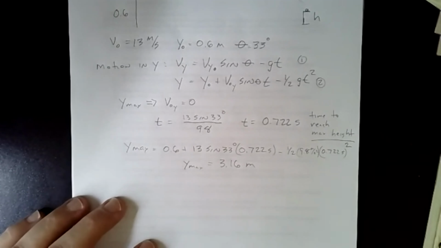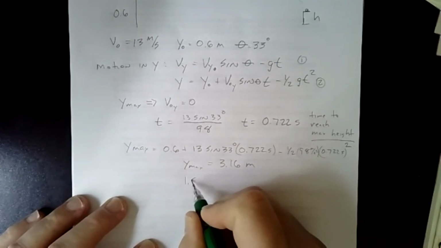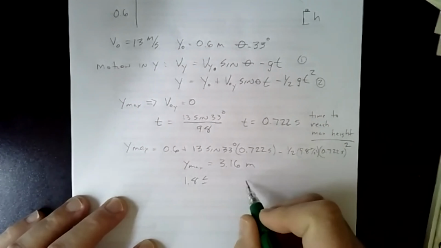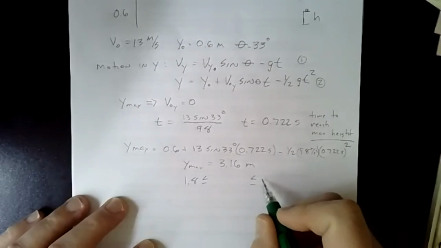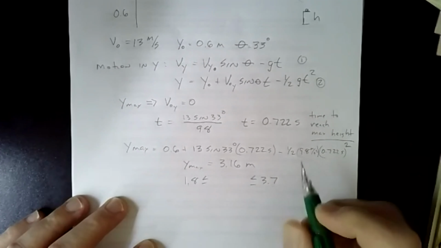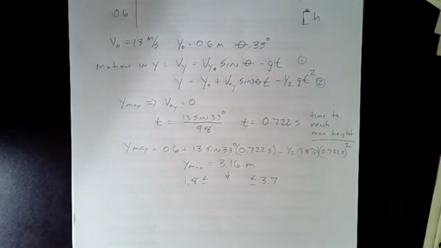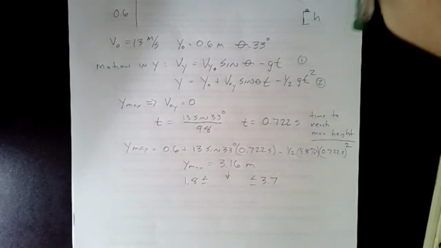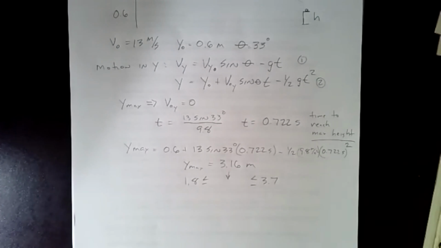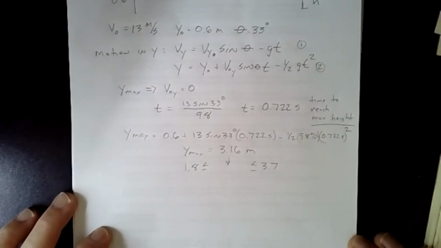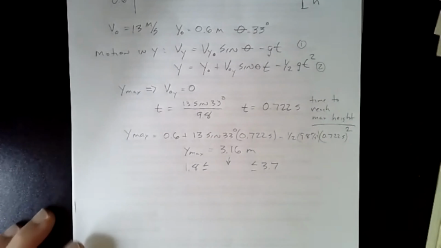Okay, so our original problem told us that it had to be 1.8 less than or equal to, with a maximum of 3.7. And so it looks like we're right in that range, 3.16. All right. So again, so far we haven't done anything tricky. This is stuff you could have done not even having taken the class, but this will lead us into the next more complicated problem we're going to do.